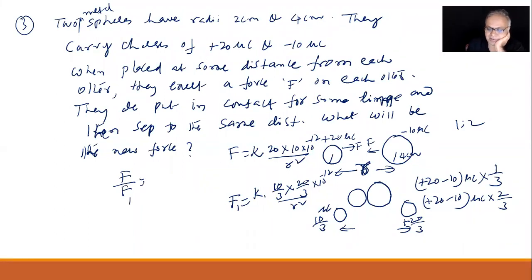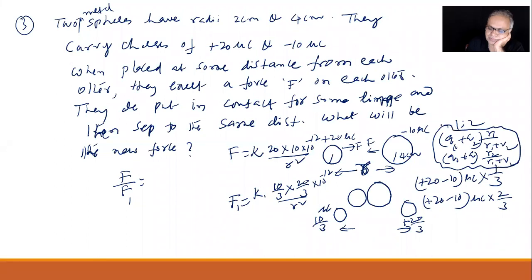You understand what am I writing? Charge will be divided in the direct ratio of the radii. Just look back some time ago, I've given you this. Q1 plus Q2 into R1 by R1 plus R2, Q1 plus Q2 into R2 by R1 plus R2 is the way the charges divide, I told you. So here the radii are 2:4. The ratio is 1:2. That means one part is 1/3, the other part is 2/3. That's what I did here by dividing the charges. So the new charges are what? 10/3 and 20/3. I wrote it like this.